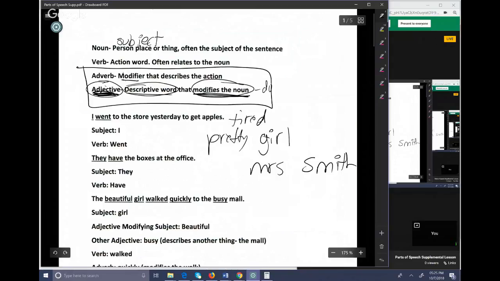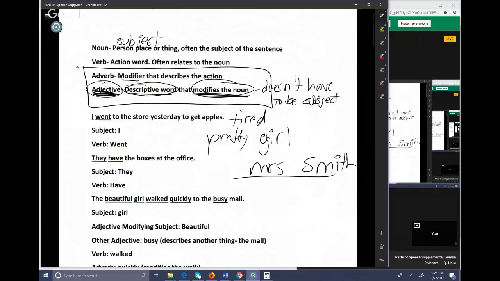You can use adjectives with the subject, and you can use adjectives with other nouns that are also in the sentence. And you'll be asked to identify those interchangeably. So it's not like it has to be the one that's functioning as a subject in order to have an adjective. Again, same thing with, let's say, Mrs. Smith is the subject of the sentence. We might say the experienced Mrs. Smith or something like that.